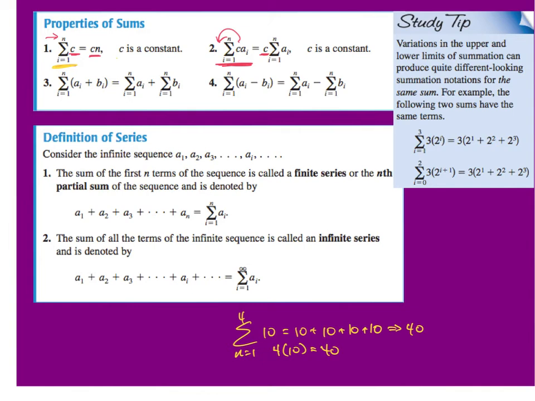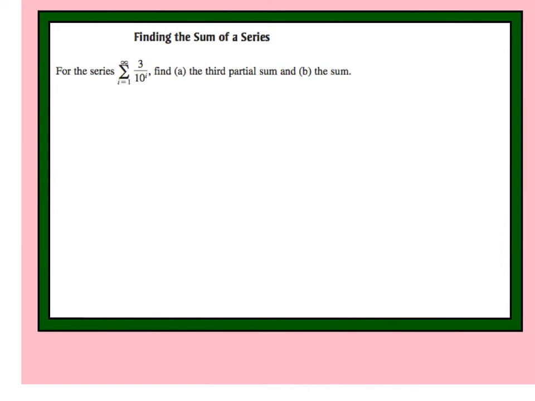If we have a finite series, what does that mean? It ends. It stops. And so we can have a partial sum when it stops. It's a finite series. If it's an infinite series, it does what? It keeps on going, denoted by 3 or 4 little dots. So it keeps on going in an infinite series. All right. So this first one, we're going to find the series from 1 to infinity of 3 over 10 to the power of i.